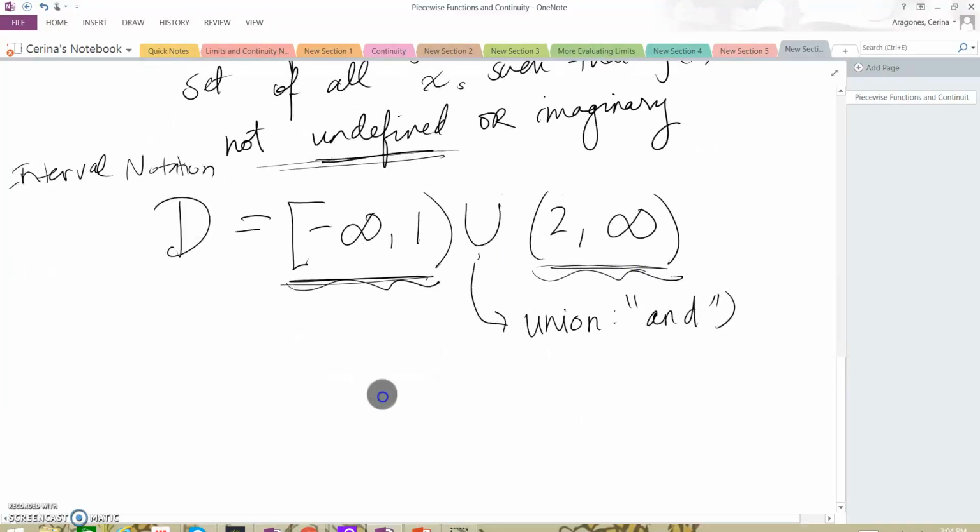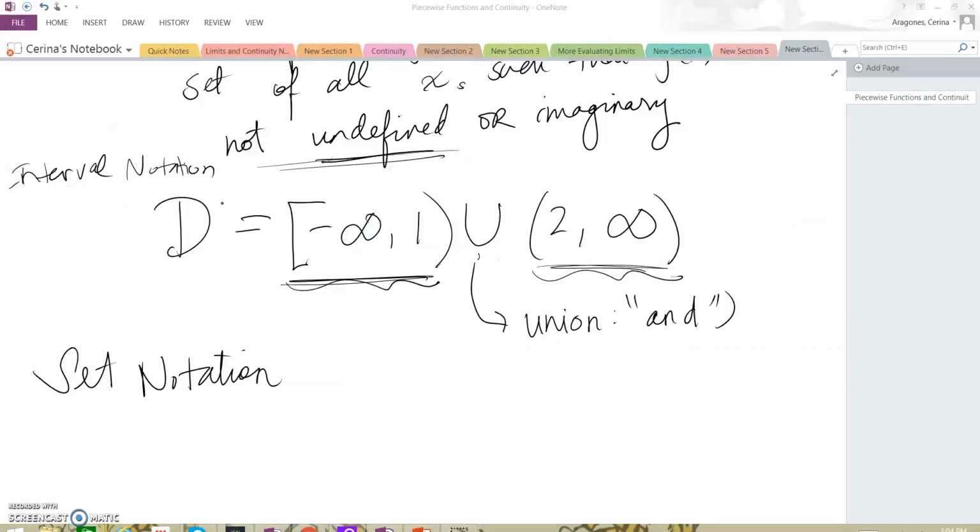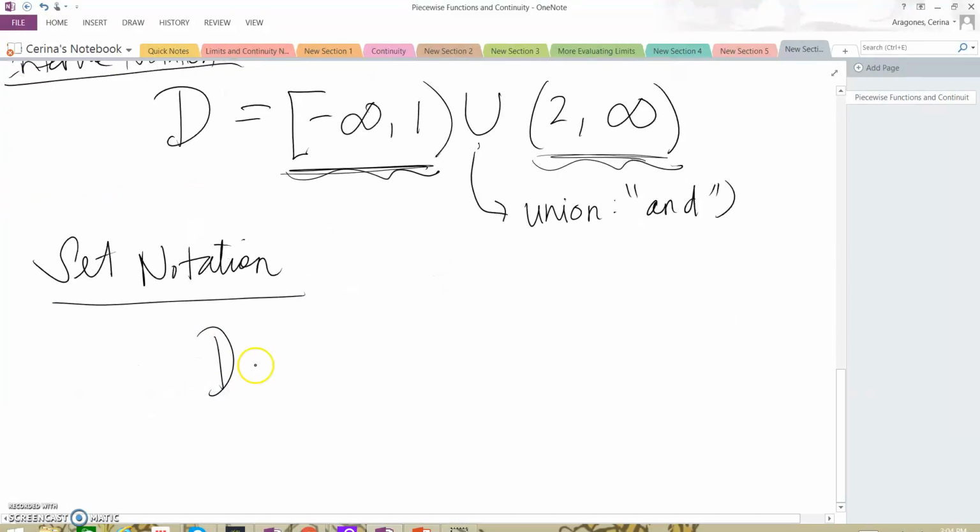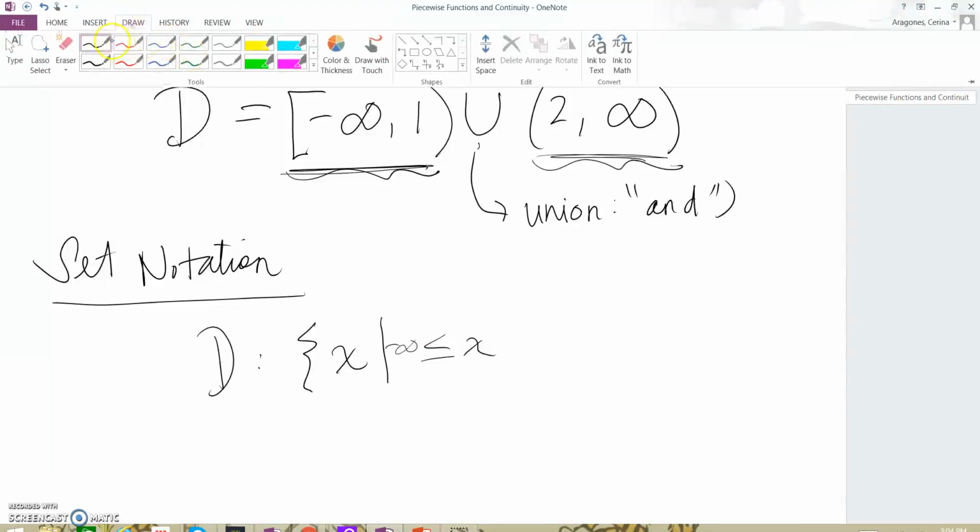Okay. The other way you can write domain notation is with set notation. Essentially, you could say that everything that can go into my domain are all the x's such that x is greater than or equal to negative infinity, or it can't really be equal to negative infinity, I guess. So let's fix this.